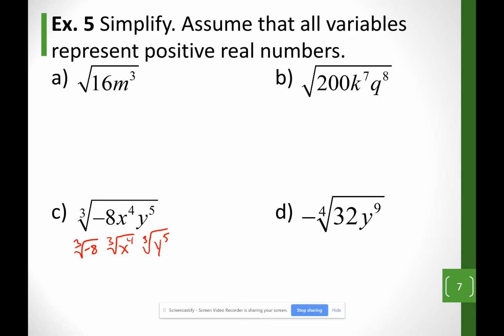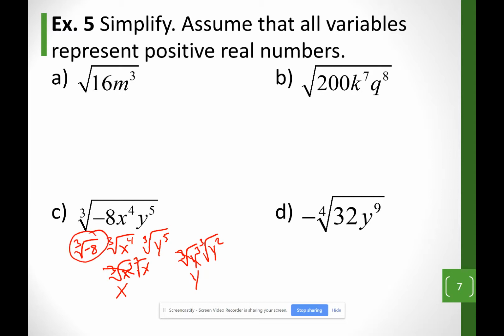Now, when it comes to the x's, I'm going to do the cube root of x to the 3rd and the cube root of x. When it comes to the y's, I'm going to do the cube root of y to the 3rd and the cube root of y squared. Because the cube root of x to the 3rd is just x, and the cube root of y to the 3rd is just y. Remember my exponent, I go exponent divided by root.